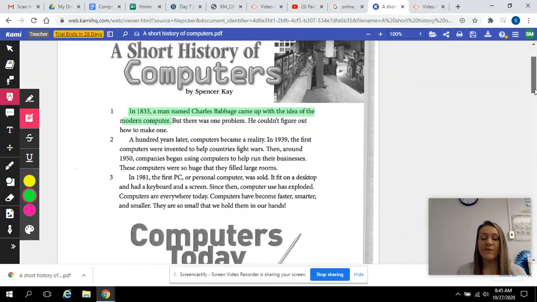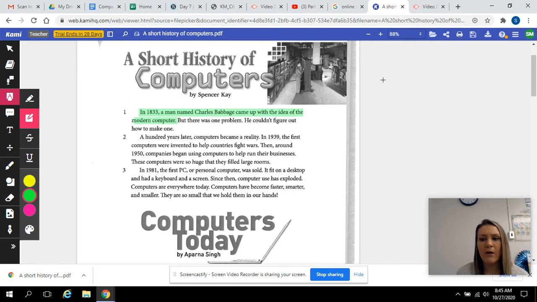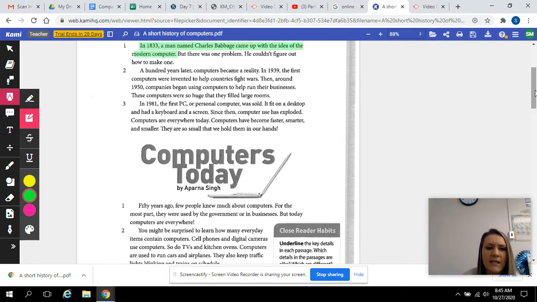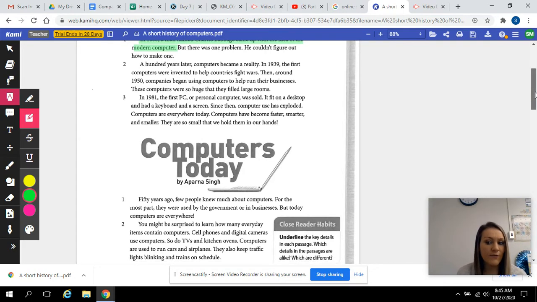Okay, so we had just found one difference in this text. So let's try to find another thing that they talk about in this first text that they don't in the next one. So we highlighted that a man named Charles Babbage came up with a computer. And then what's something that's different about computers back then than now?